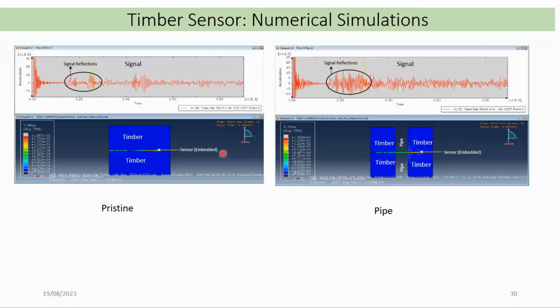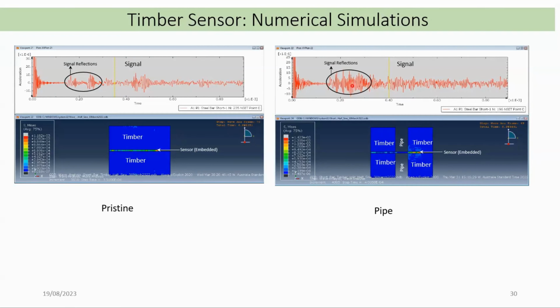Why is this happening? Because of attenuation or leakage. When the guided wave is excited, a part of the wave stays in the bar, and a part of the wave dissipates into the timber. And when there is less timber around the bar, the leakage reduces, right? So that's why there is more energy in the bar.